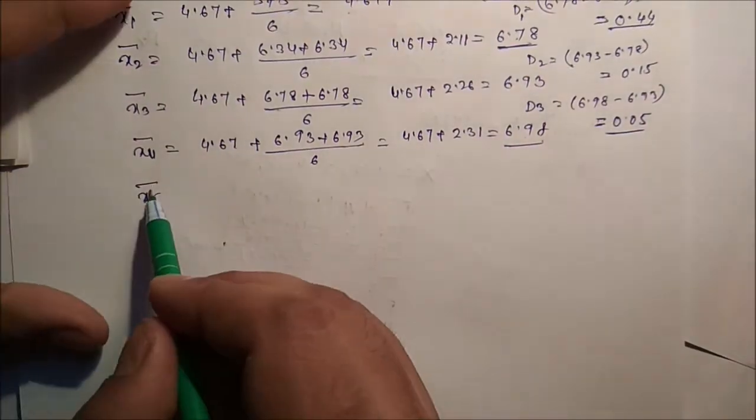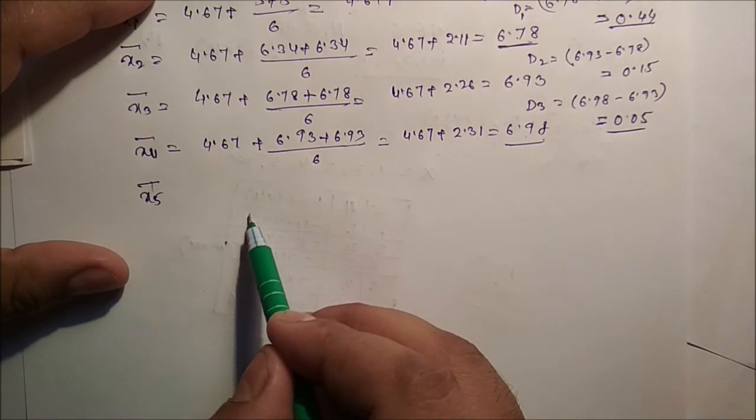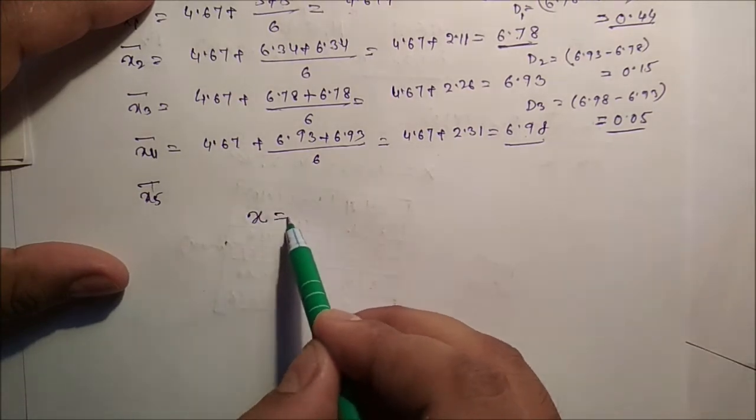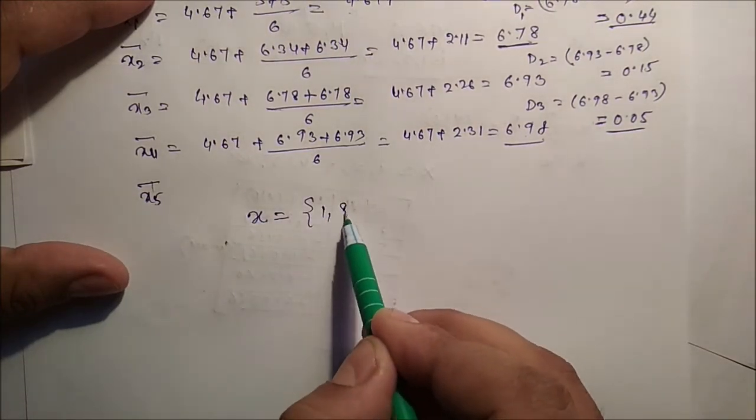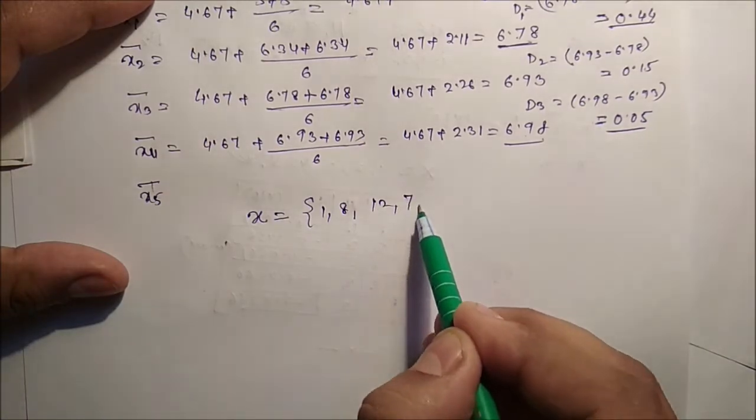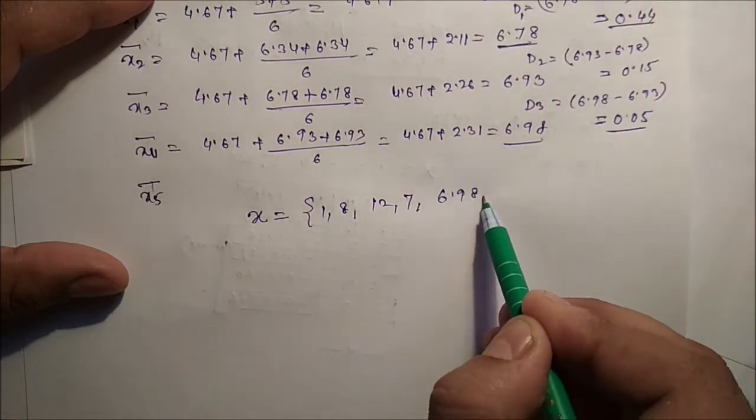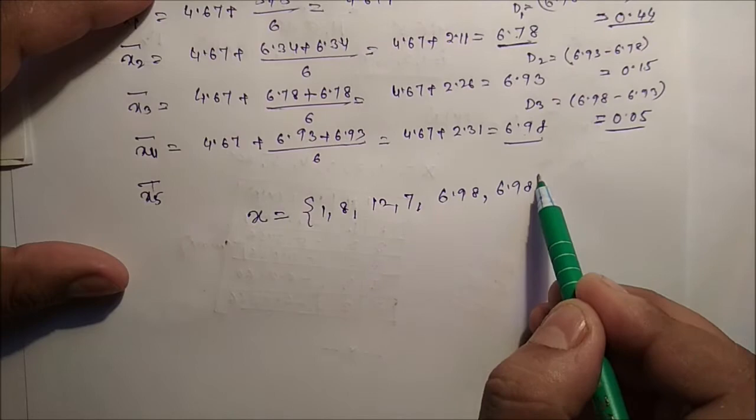So now we have identified the missing values. For this x, we have the numbers 1, 8, 12, 7, 6.98 and 6.98.